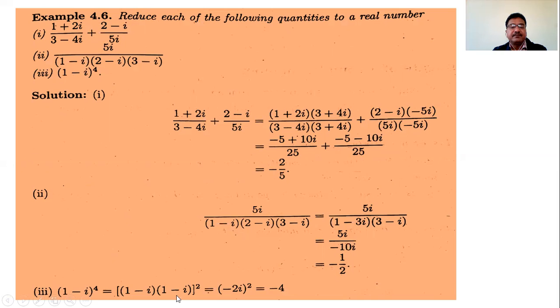by 10i. Then 1 minus i raised to 4: first multiply 1 minus i into 1 minus i, four times. We get the answer minus 1 minus i raised to 4, which is obtained as the multiplication of 1 minus i four times. We get minus 4 as the answer.